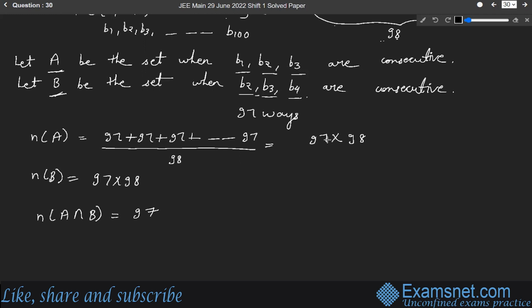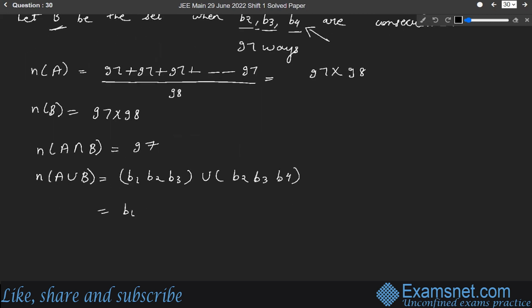Okay. Now talking about the union. We need a union of all these elements, because in set A, B4 is not present and in set B, B1 is not present. Okay, so what will be n of A union B? N of A union B means B1, B2, B3 union B2, B3 and B4. We know that in a union, no element is repeated. So it will be equal to B1, B2, B3 and B4. We have to calculate this value.